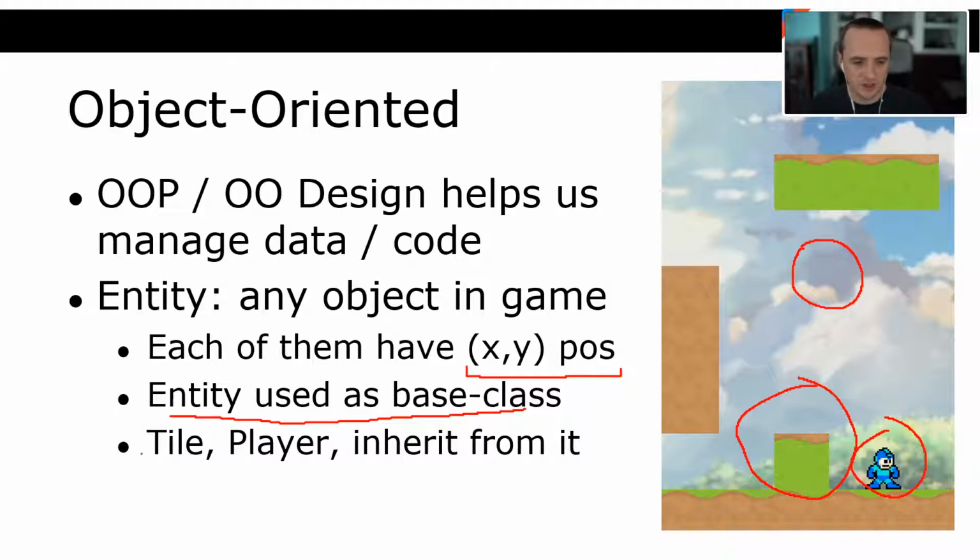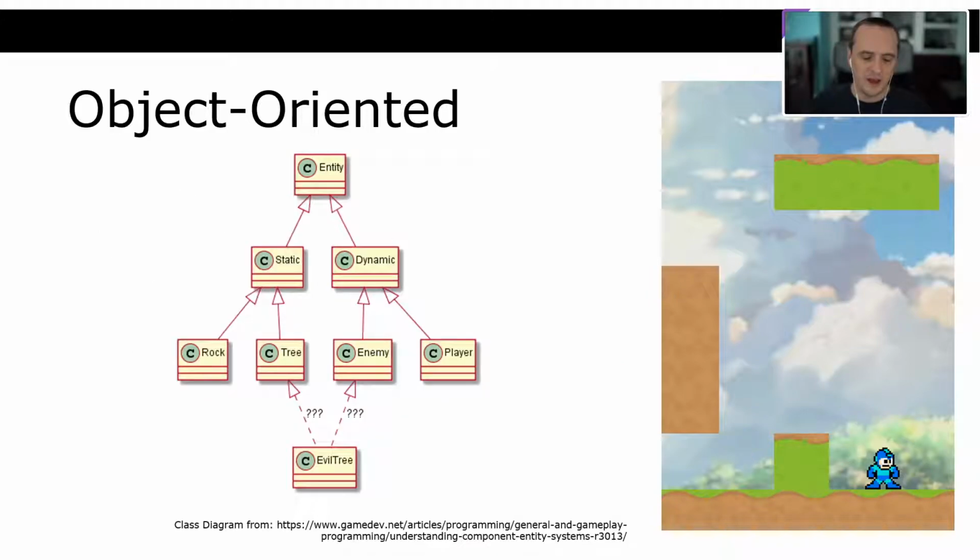Then we might have a class which is like a tile. And then we might have a class which is a player. And what would happen is that those tiles and those players would inherit from the entity class. And so what we end up having with that architecture is something like this. So we have the base class entity up at the top. So this is the base. Still no good at drawing with a mouse.